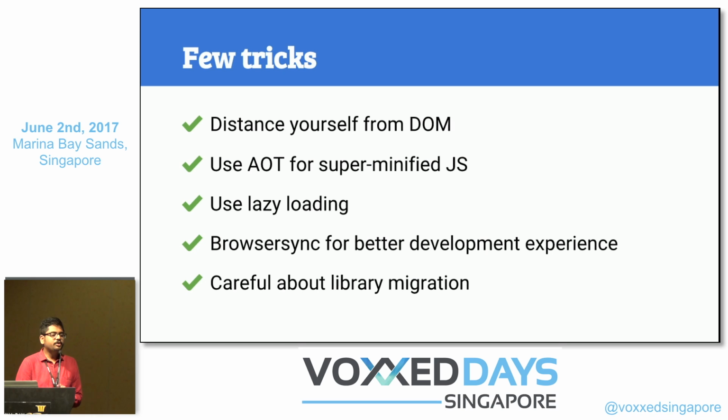And we are trying to implement AOT for super minification of your JavaScript. We have done it in trial environments. Currently, the payload is around 400 kilobytes in production mode. But we are trying it. AOT is giving somewhere around 250 to 300, which is very good. We are planning to add it in future.